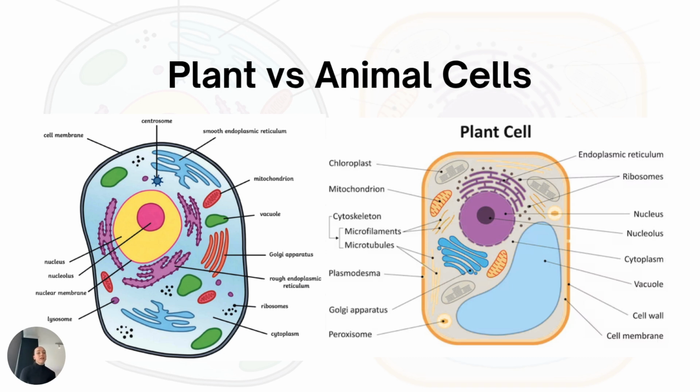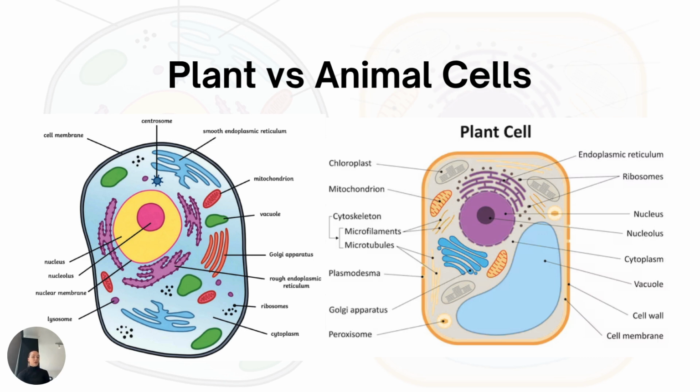The cell membrane that we see on the outside of our animal cell here on the left, and the inside of that cell wall on our plant cell, is like a security guard. So it controls and decides what enters and leaves the cell.